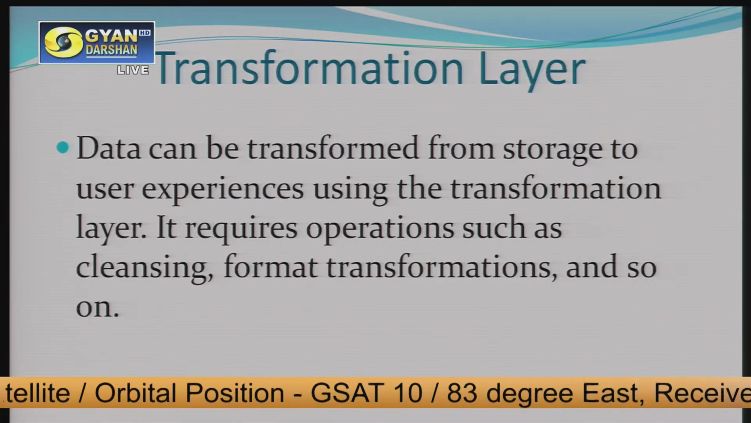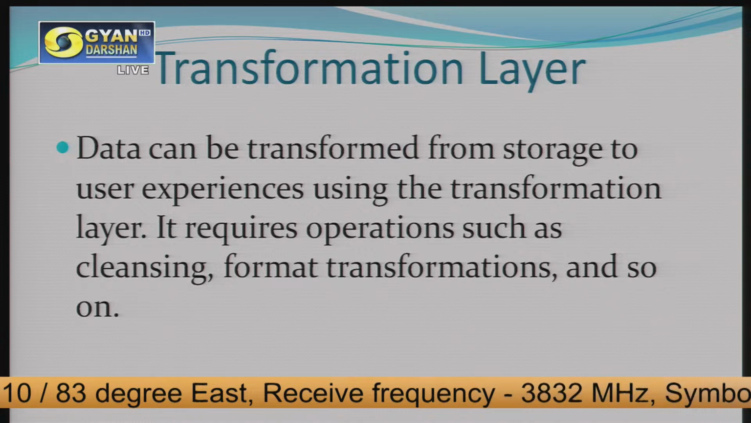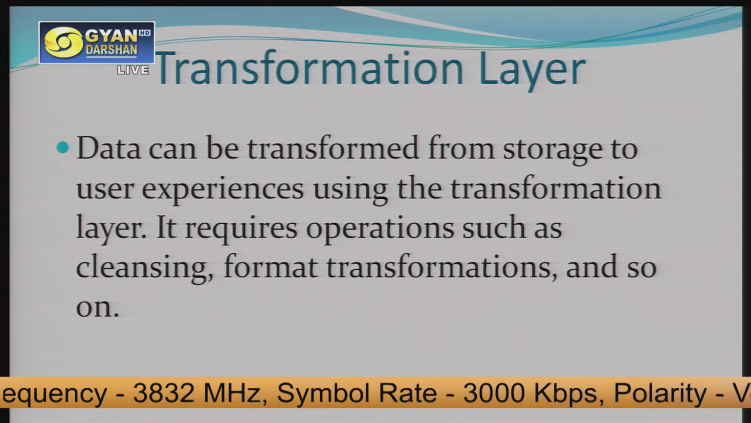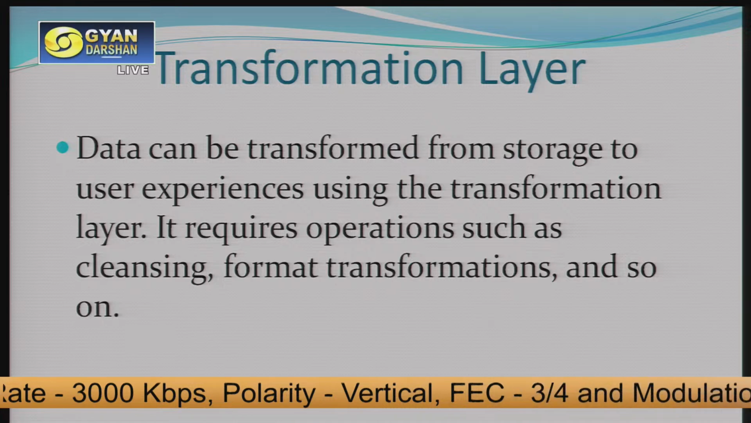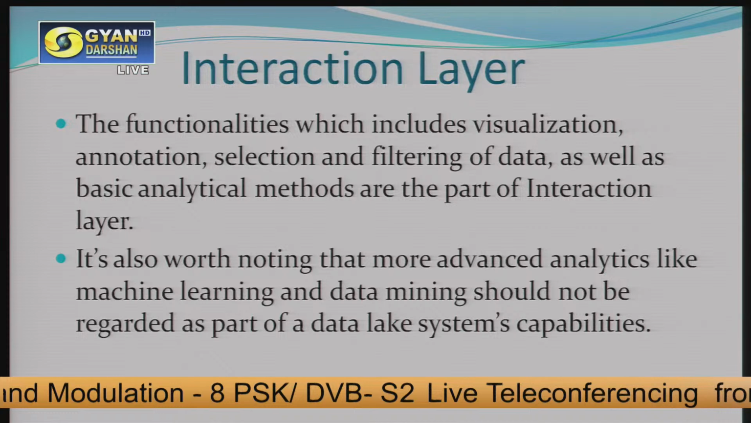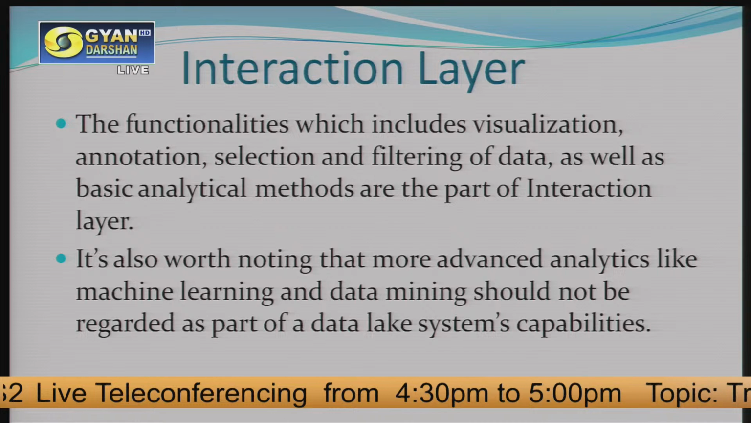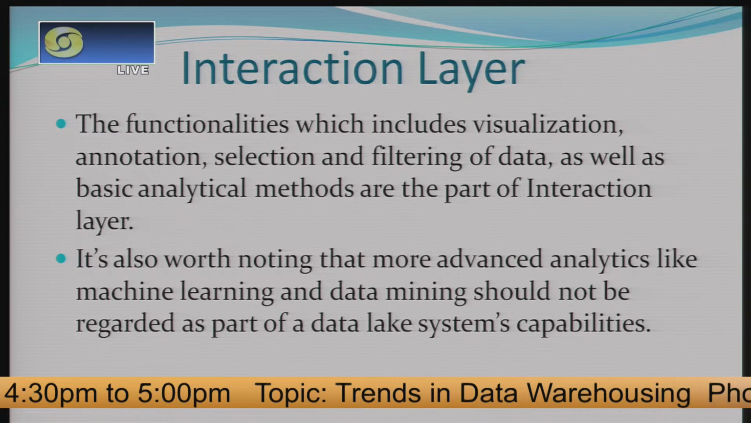In the transformation layer, which is the third layer, the data can be transformed from storage to user experiences. It requires operations such as cleaning, or you can call it cleansing, format transformations, and so on. If minor transformations need to be done to the data, that will be taken care of in the transformation layer. And there is another layer called the interaction layer, and this is towards the user end. The functionalities here include visualization, annotation, selection and filtering of data, as well as running some analytic methods which are part of the interaction layer.